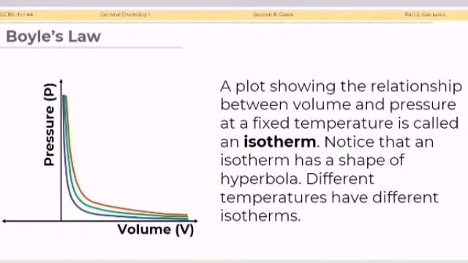A plot showing the relationship between volume and pressure at a fixed temperature is called an isotherm. Notice that an isotherm has the shape of a hyperbola. Different temperatures have different isotherms.